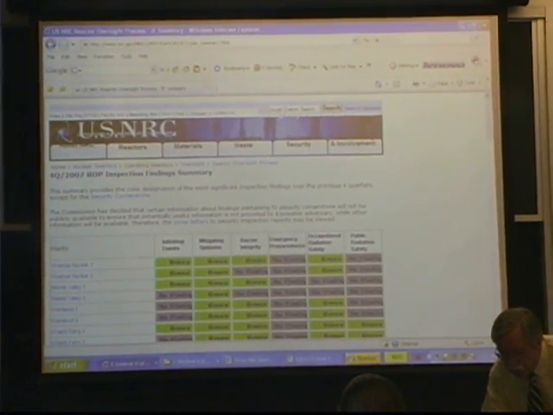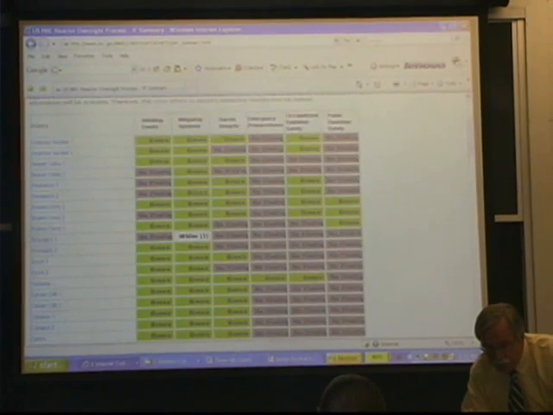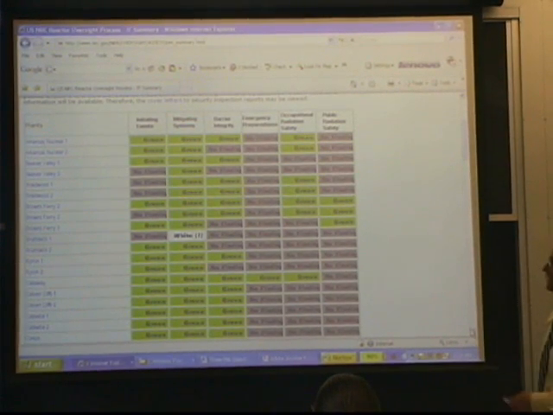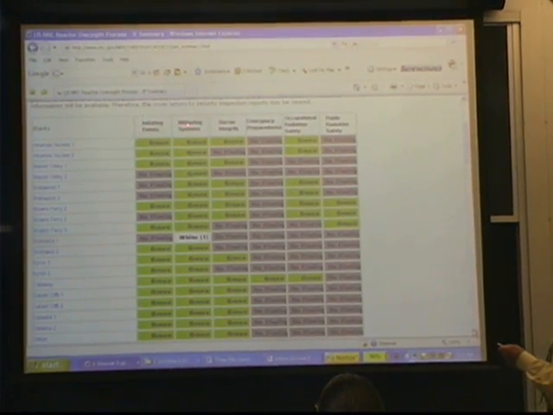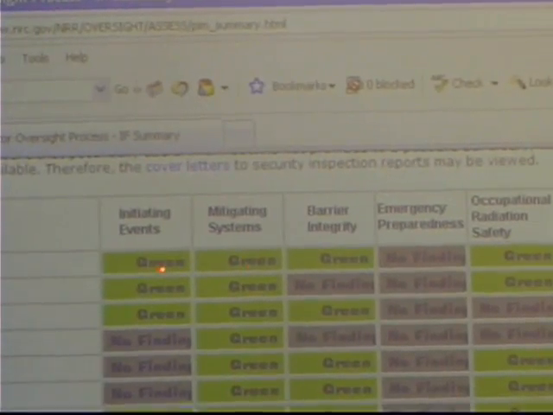And you can see it's in the key areas: initiating events, mitigating systems, barrier, emergency preparedness, occupational safety. Now Brunswick had a white here.